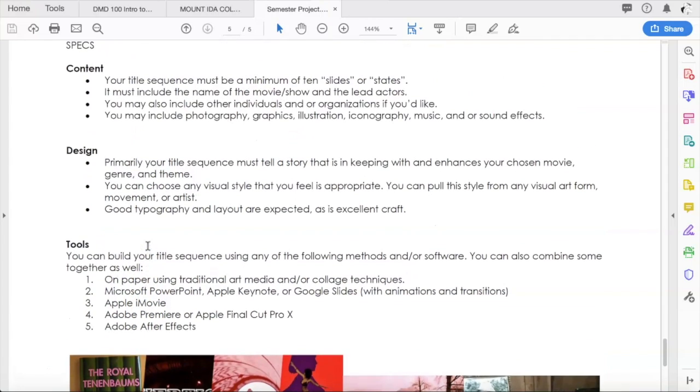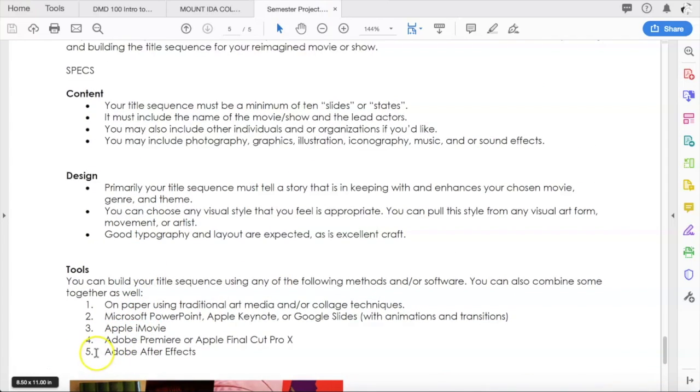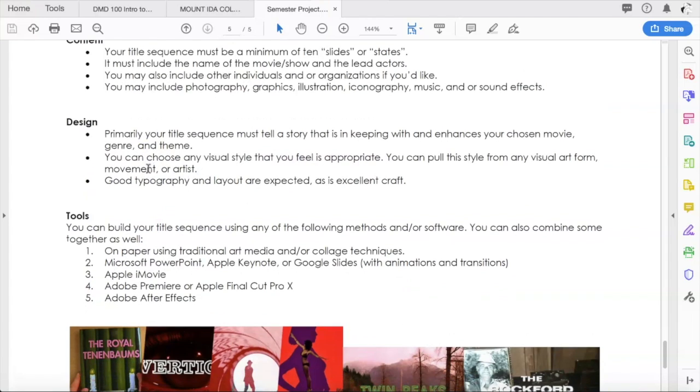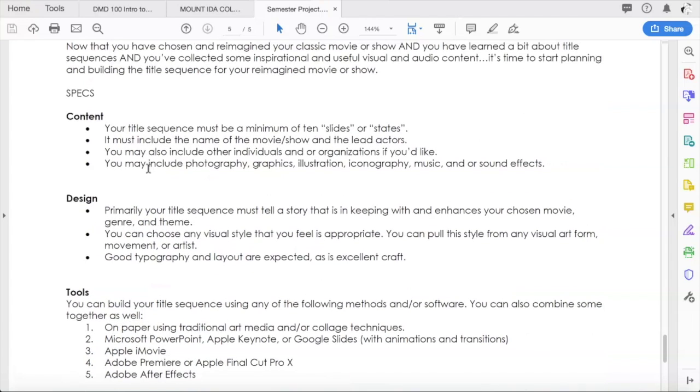You don't want to be building it in a tool that you're not familiar with. We don't really have time to be learning new tools at this point. So certainly read through this and sort of start thinking about what would I feel most comfortable doing? How do I think I would get my best results?